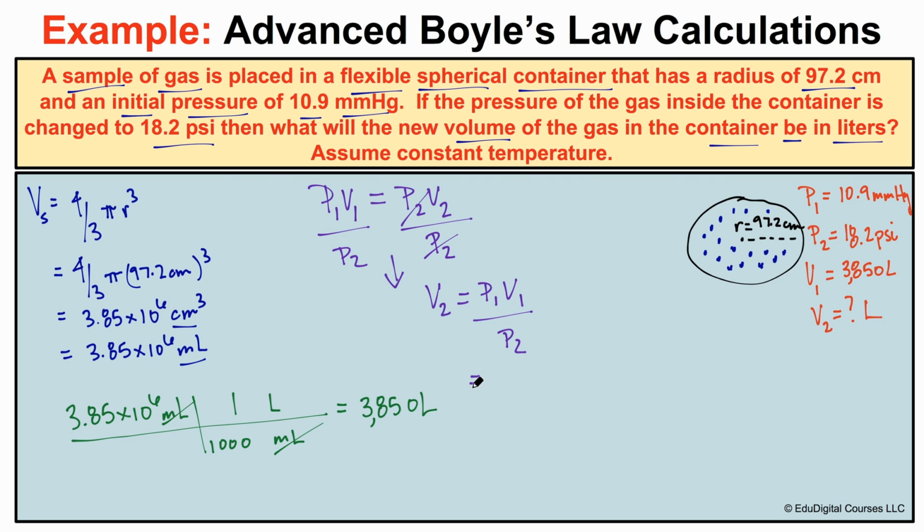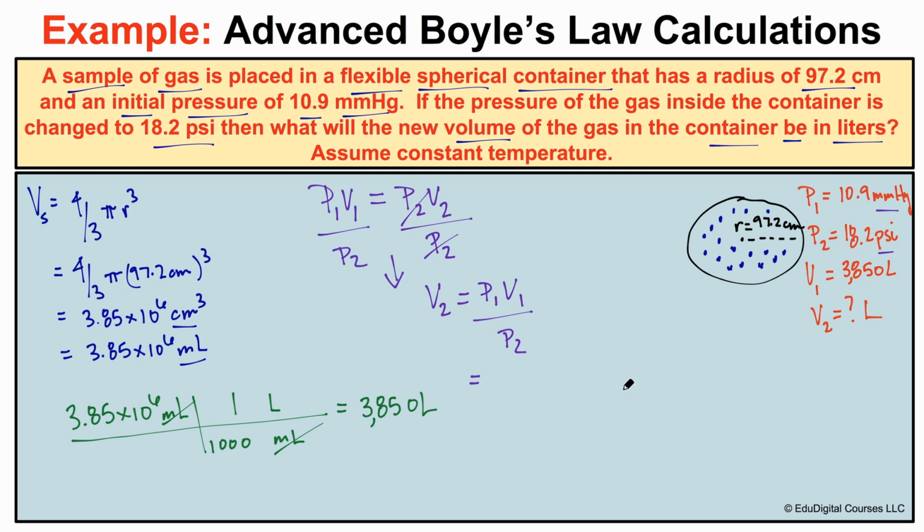So what is P1? Well, it tells us that P1 is 10.9 millimeters of mercury, but if we take a look, P2 is in PSI. So we either have to convert this to PSI or convert this to millimeters of mercury, and it doesn't really matter which one we convert to. We can arbitrarily pick for this question. So let's go ahead and convert P2 to millimeters of mercury.